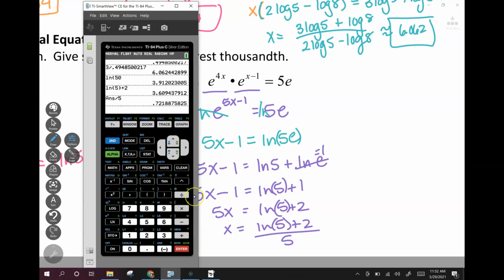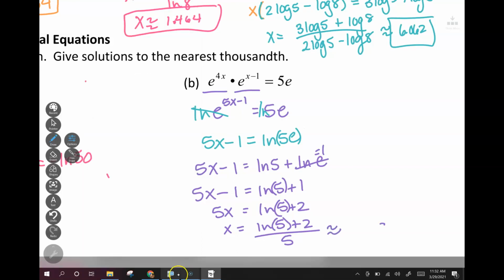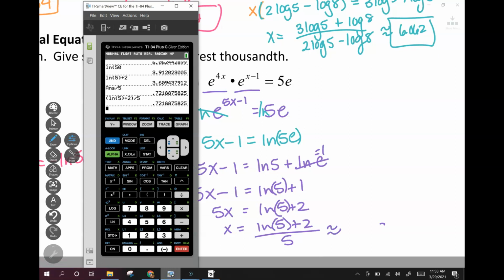If you did not do that in two separate steps, you would need to put this part in parentheses to make sure it adds those together first, and then divide by 5. If you're wondering why you didn't get the same answer, maybe you didn't put that in parentheses. Okay, so this is approximately 0.722.